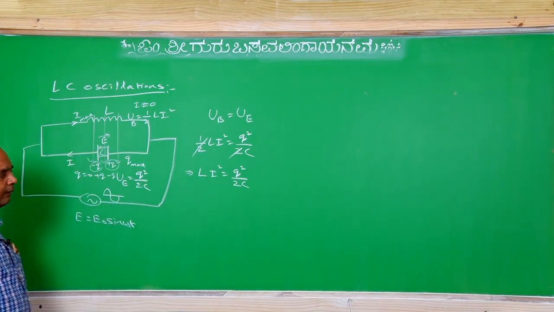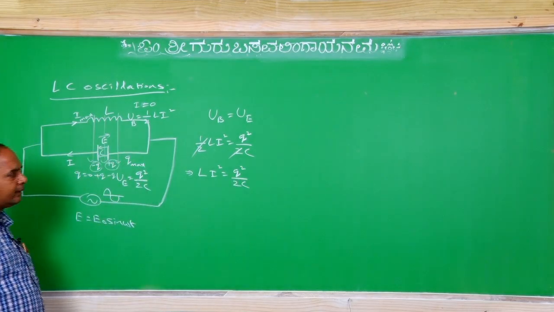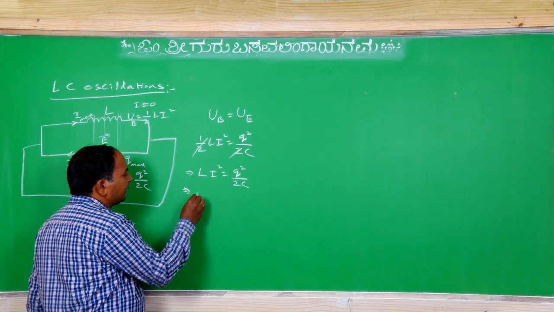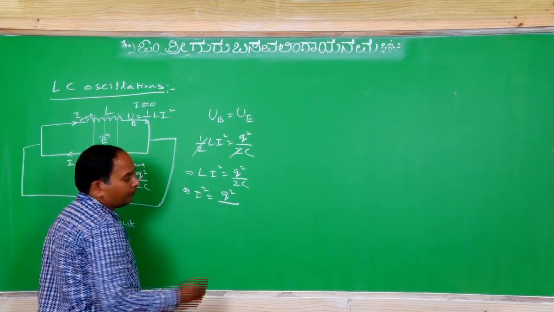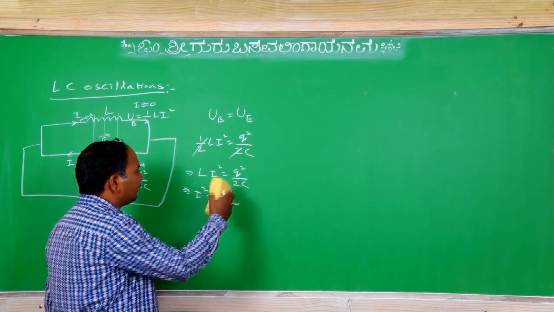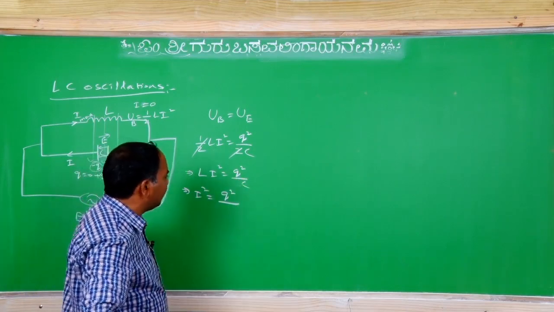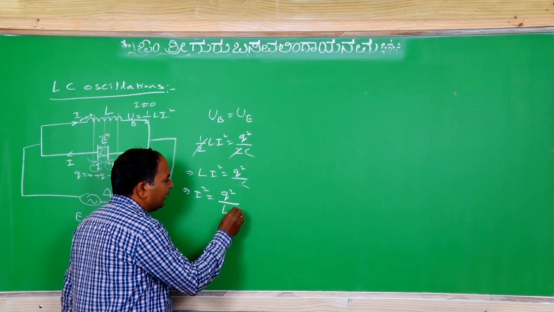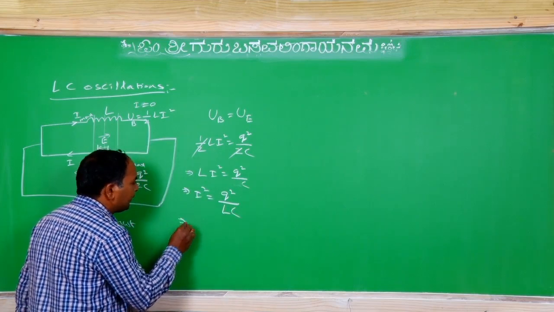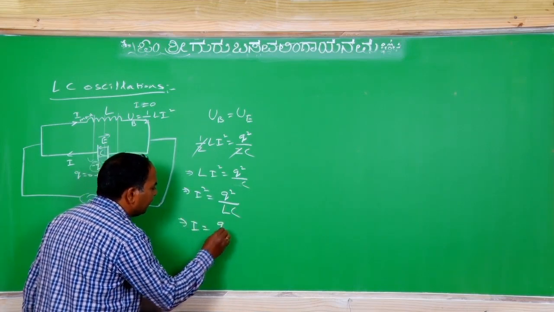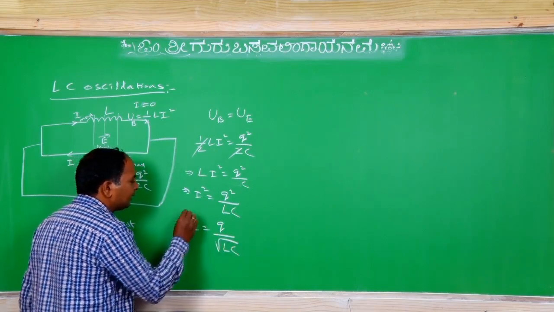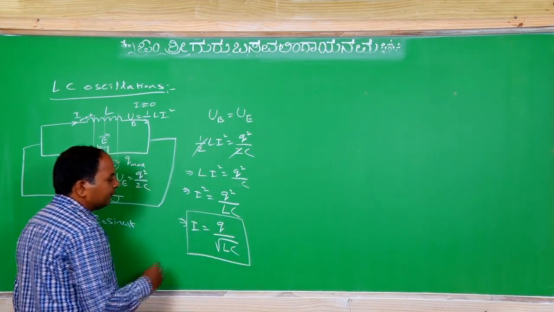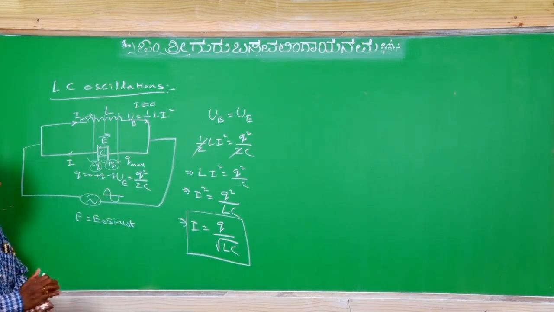L I square is equal to Q square divided by 2C. From this, I square is equal to Q square by L C, since the 2 cancels. So I square is equal to Q square by L C. From this we can write I is equal to Q by root L C. I is equal to Q by root L C.